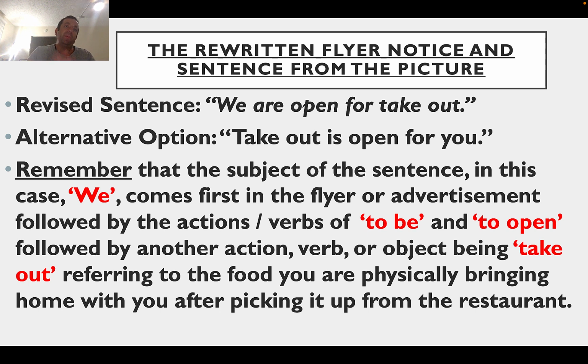Now, if you wanted to use the passive voice, you can technically use it. It is a little bit weird to hear this alternative option, but it is technically grammatically correct as a backup. So the alternative option would be takeout is open for you. If you want to rewrite it a little bit, you want to drop the we and move takeout to the front. You could say takeout is open for you, making it singular.